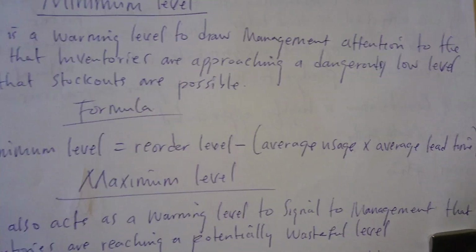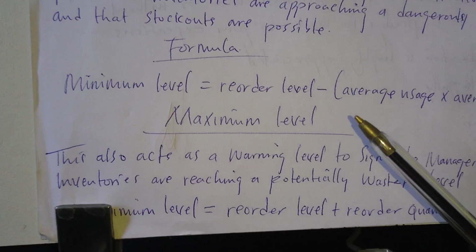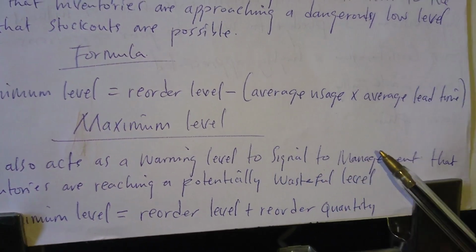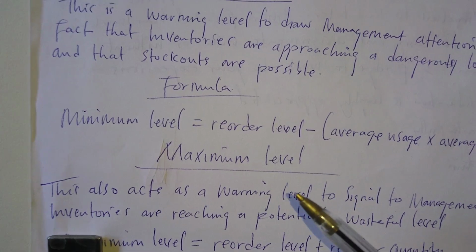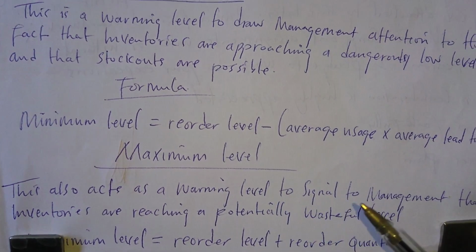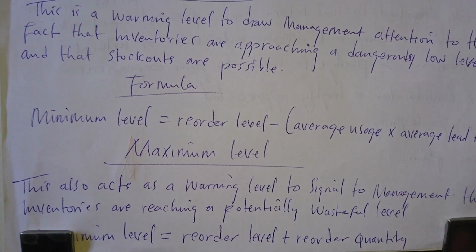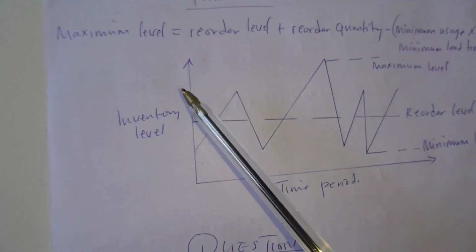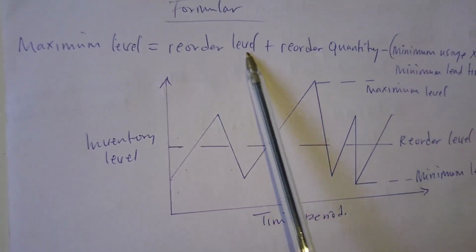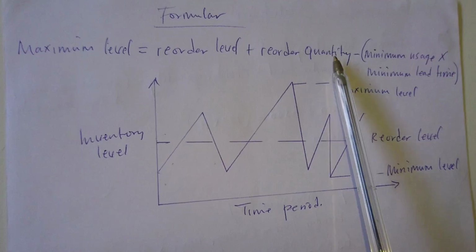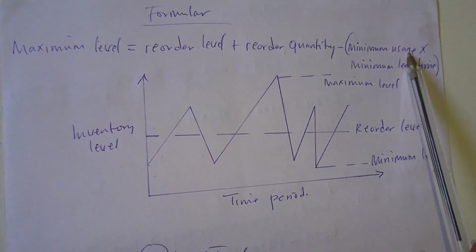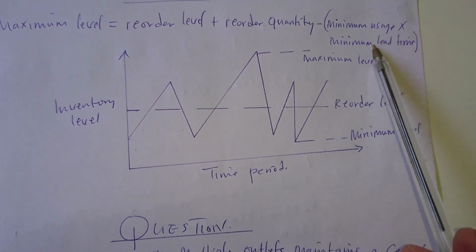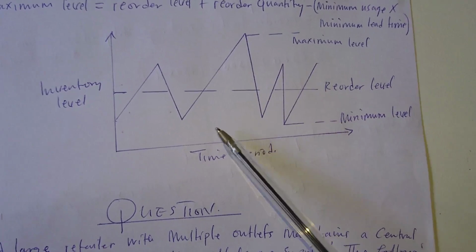And then we have the maximum level. This also acts as a warning level to signal to management that inventories are reaching a potentially wasteful level. All right. Okay, so the formula for maximum level equals reorder level plus reorder quantity minus minimum usage times minimum lead time. Don't worry about the formulas, we'll understand them when we come to do the calculations.